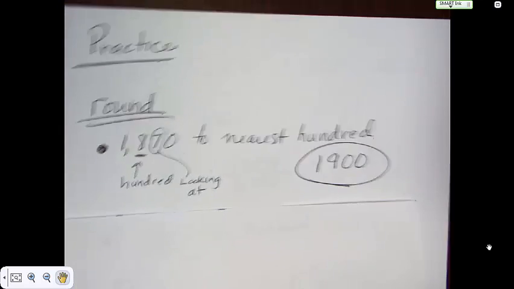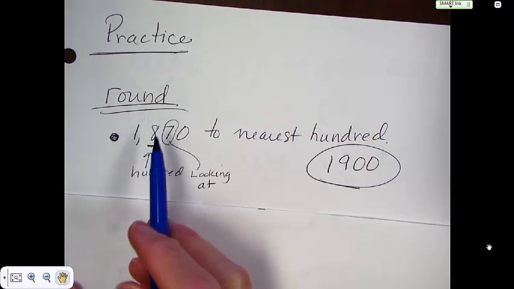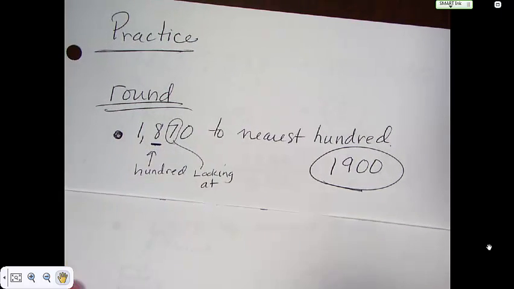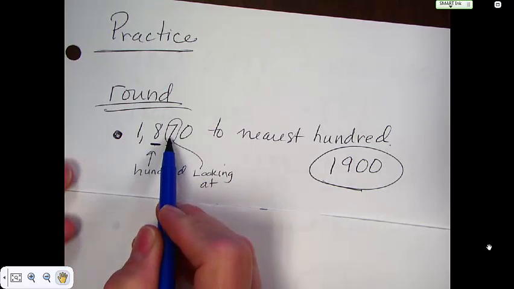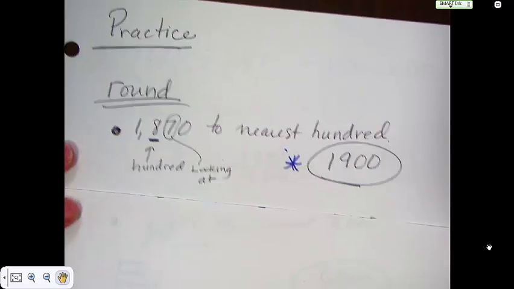Okay? All right. Now, rounding, just a little bit of practice. Round 1,870 to the nearest 100. Here's your 100 spot. This is the number you're looking at, definitely larger than 5, so it rounds to 1,900.